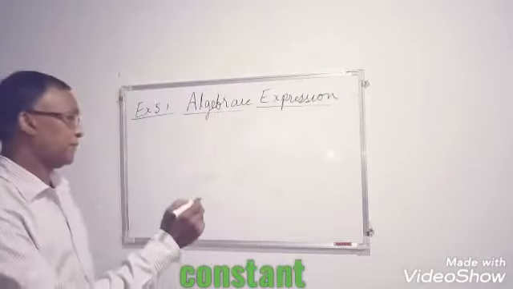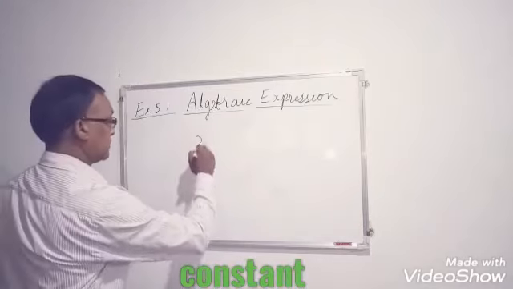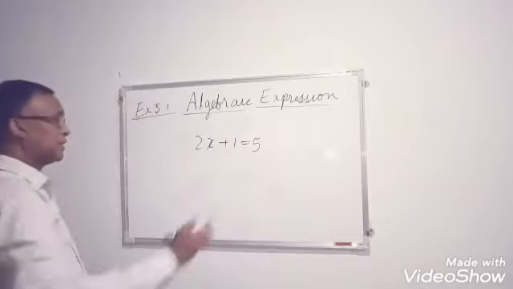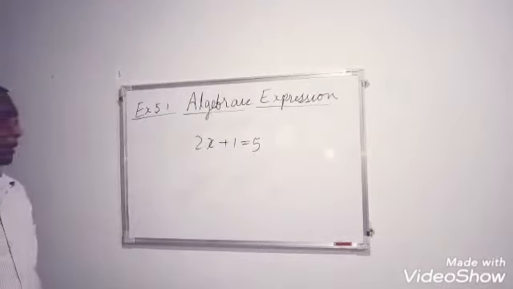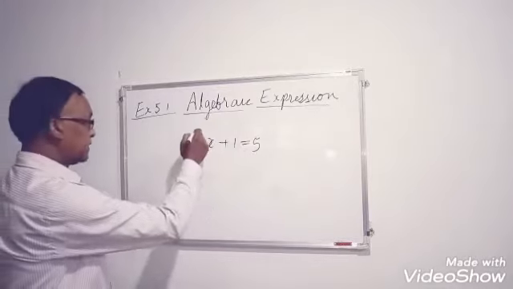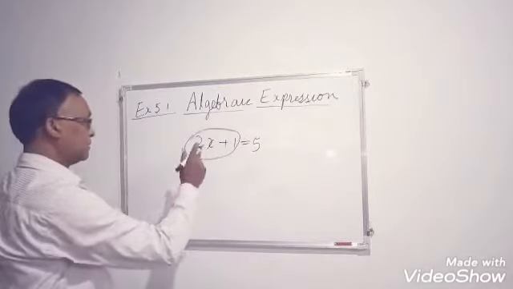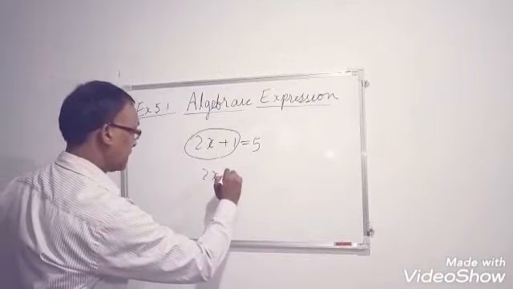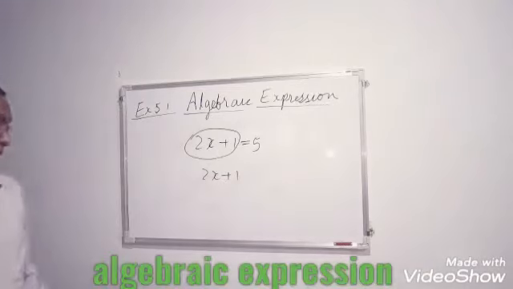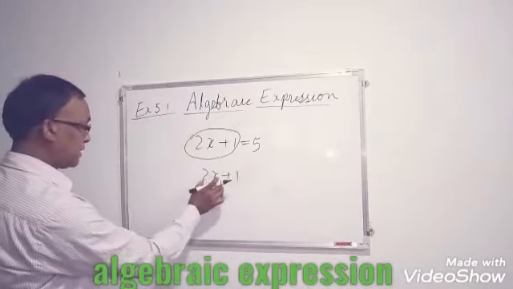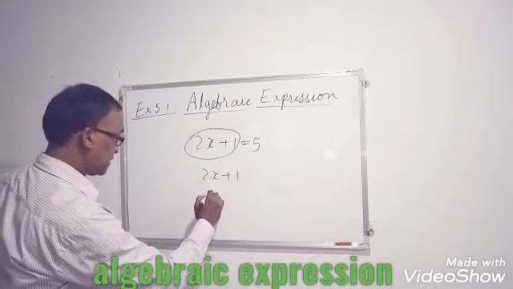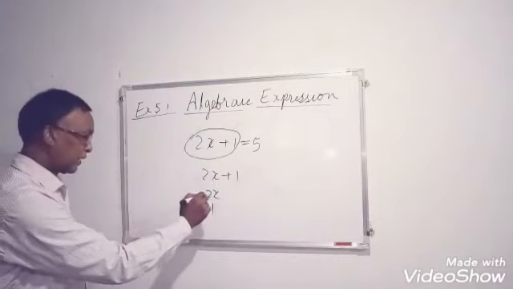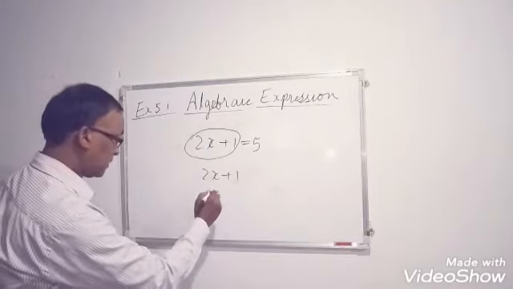So if I write twice x plus 1 is equal to 5, the whole thing is an equation. Here the first part is an expression: twice x plus 1 is an expression. Here, if you see, there are two terms. The first term is twice x, the other term is 1.